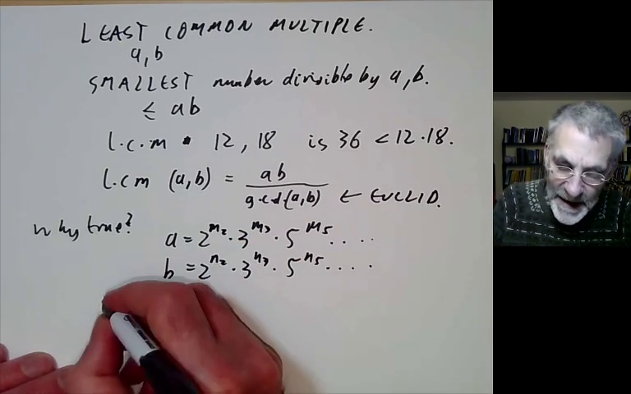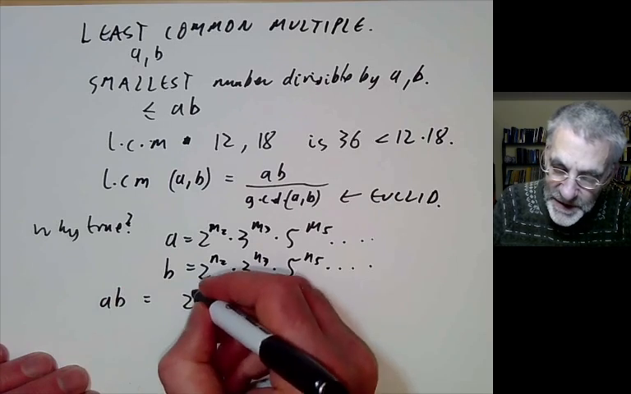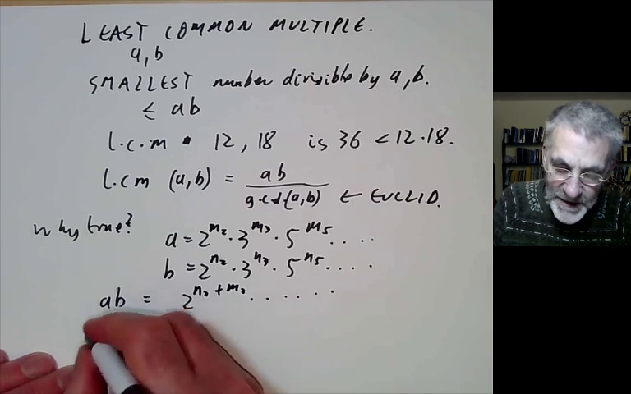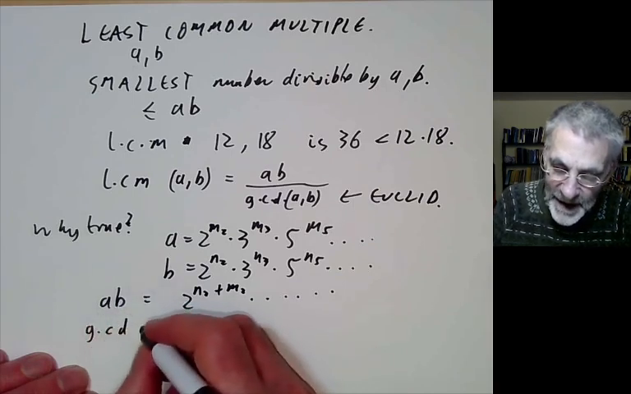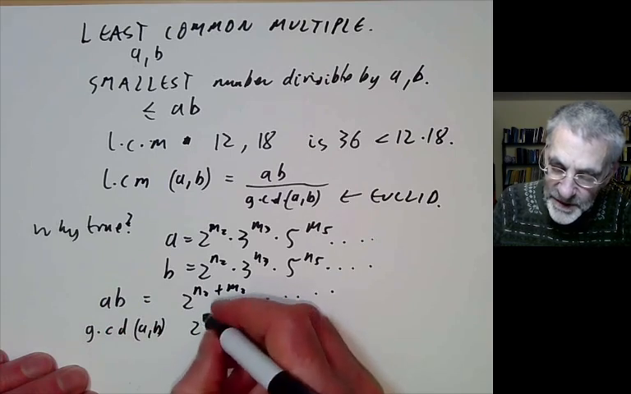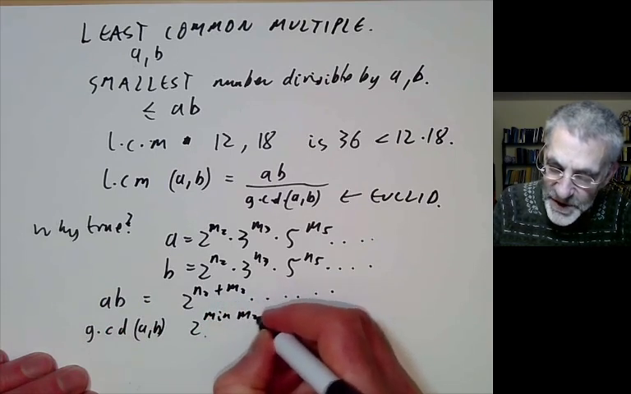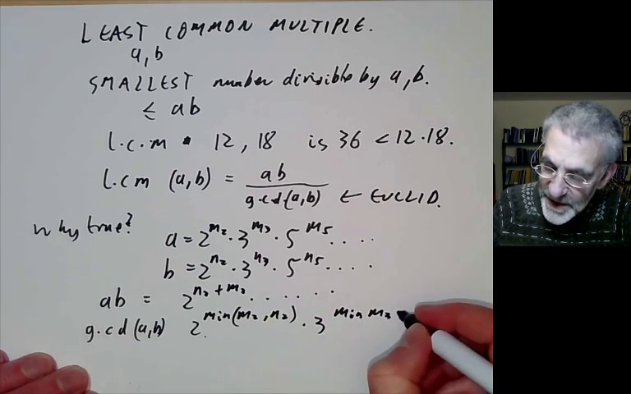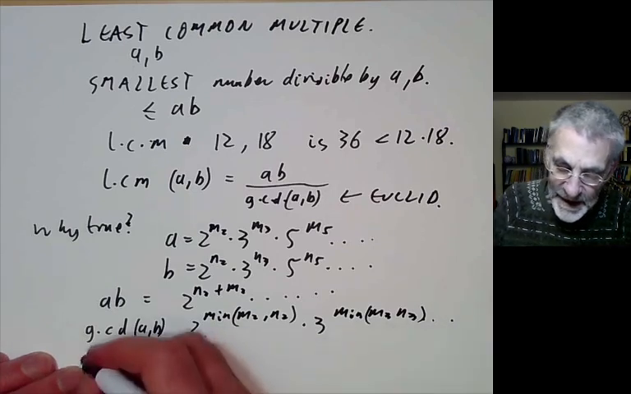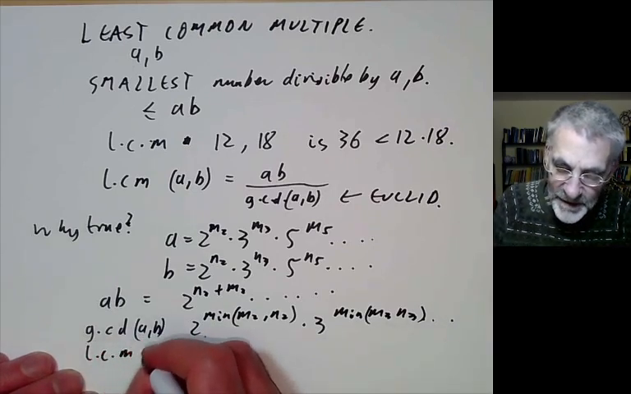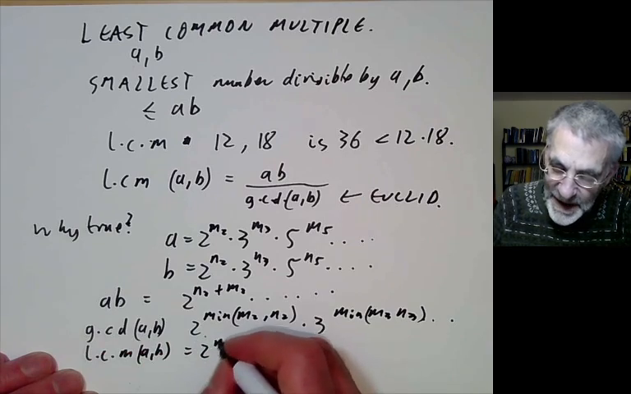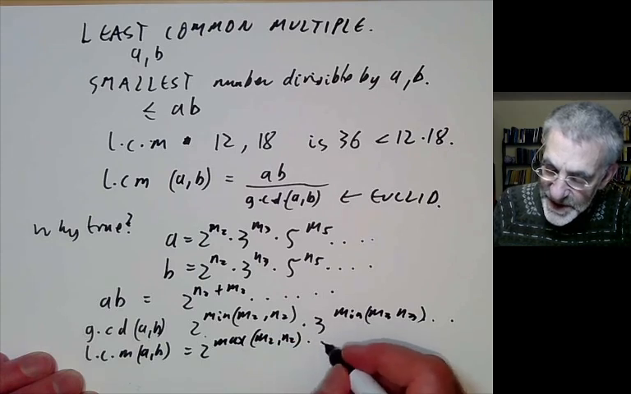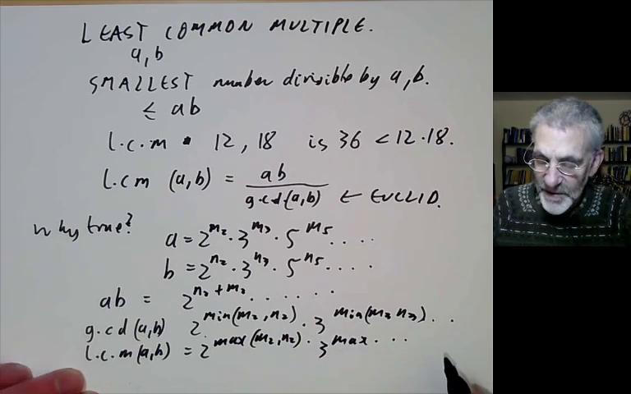And then we see that A times B is equal to 2 to the n2 plus m2 times and so on. And the greatest common divisor of A and B is 2 to the minimum of m2 n2 times 3 to the minimum of m3 n3 and so on. And the least common multiple of A and B is equal to 2 to the maximum of m2 n2 times 3 to the maximum of those and so on.